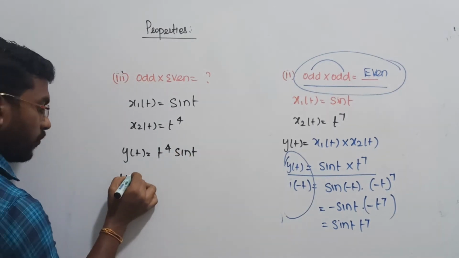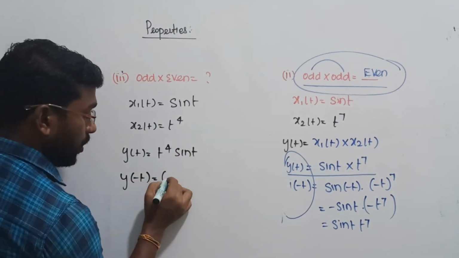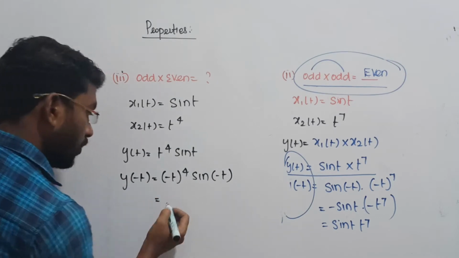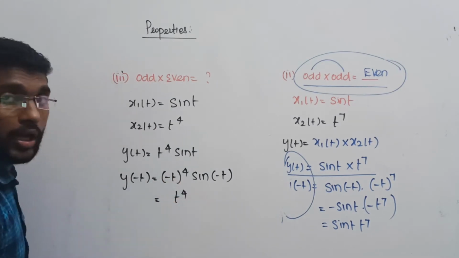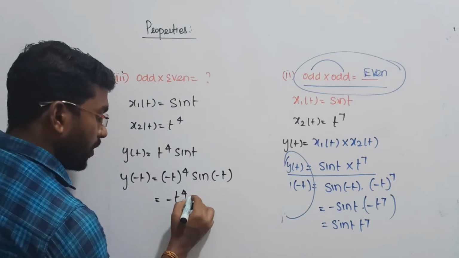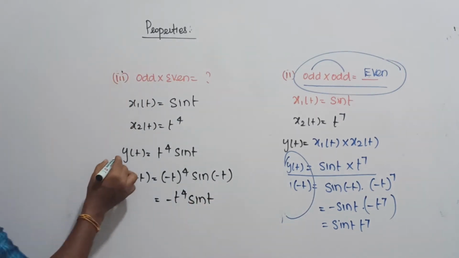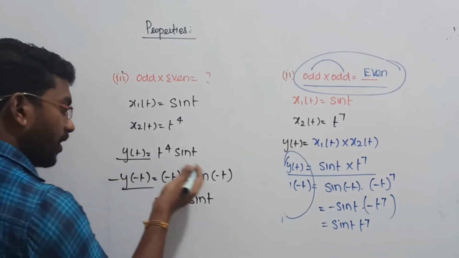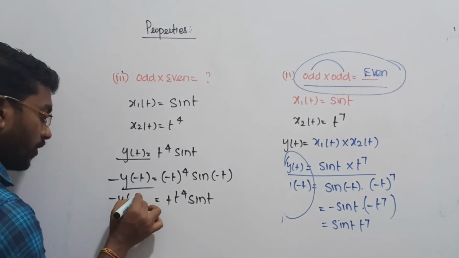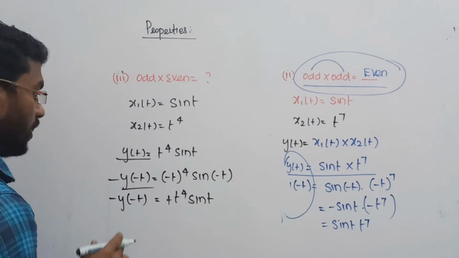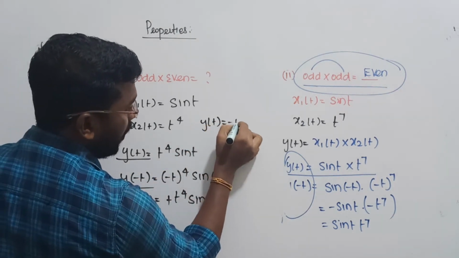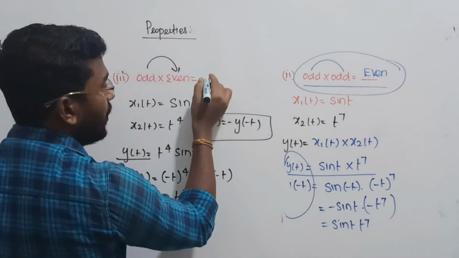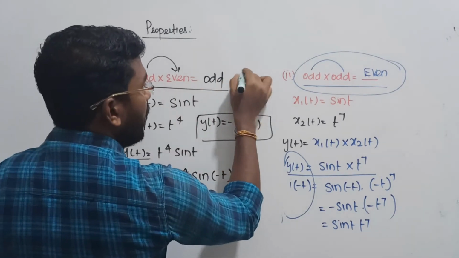Now let us find out the value of y of minus t. Y of minus t is going to be minus t whole power 4 into sin of minus t. So what is the conclusion here? Minus t whole power 4 equals t power 4 only. But sin of minus t will give you minus sin t, so that will be minus of sin t. So y of t and y of minus t are not equal, right? So what I am going to do? Multiply by minus. If I multiply by minus, it will become plus. So minus y of minus t should be equal to plus t power 4 into sin t. So the conclusion is y of t equals minus y of minus t. What is this? If I multiply an odd function with an even function, in resultant we are getting an odd function only. Don't forget, very important relation.